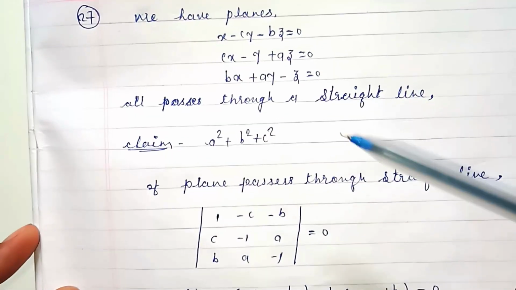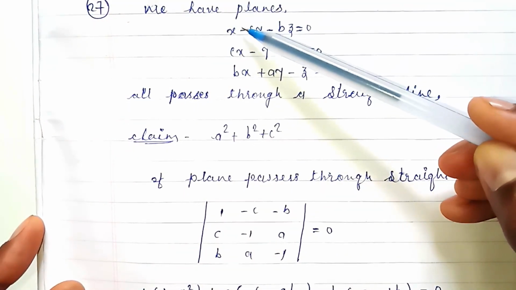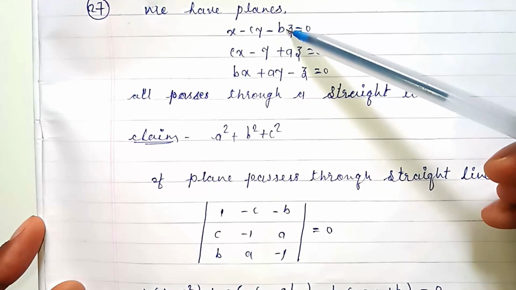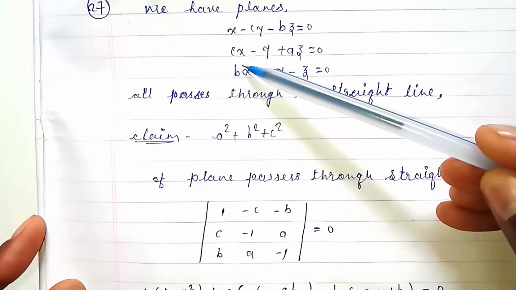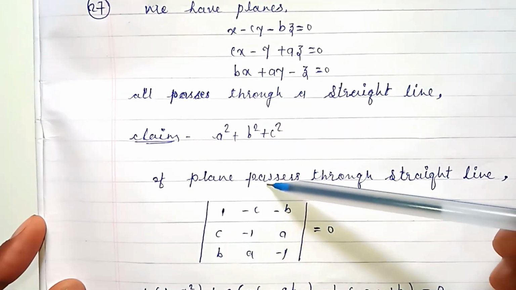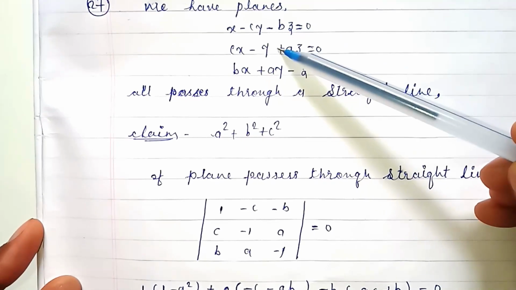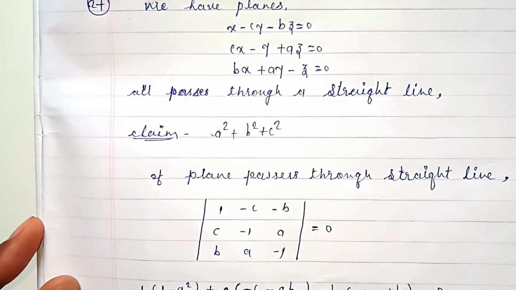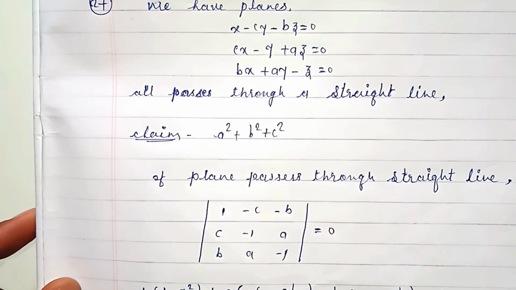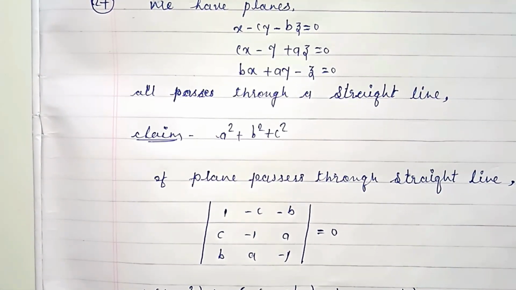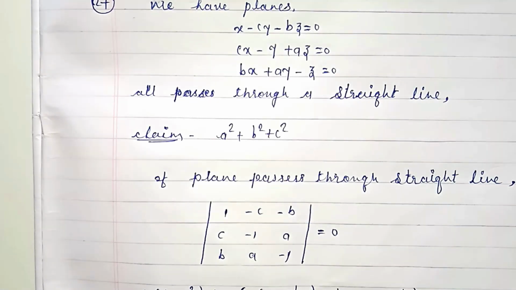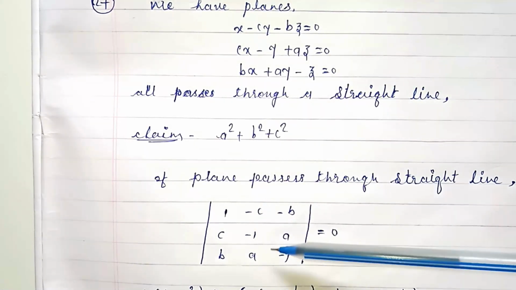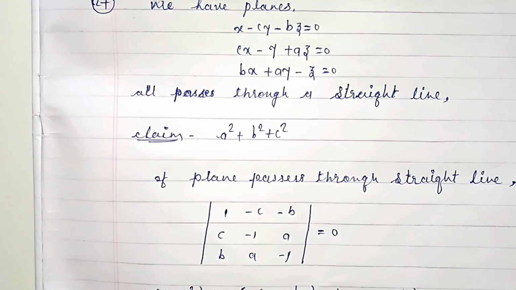The corresponding values for the first plane are 1, minus c, minus b. For the second plane, c, minus 1, a. And for the third plane, b, a, minus 1. These are the corresponding values from our planes. If they pass through a straight line, that means their determinant is 0. How easy it is! We just have to find the value of the determinant. The main challenging part is converting the standard form of the planes into matrix form. Then the further part is just solving a 3 by 3 matrix.